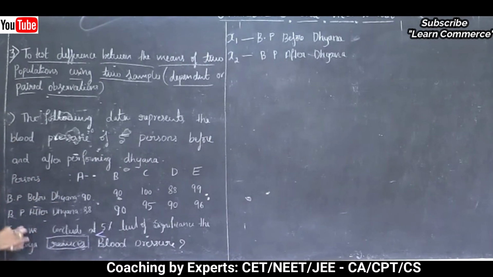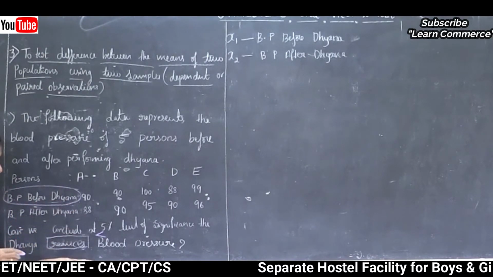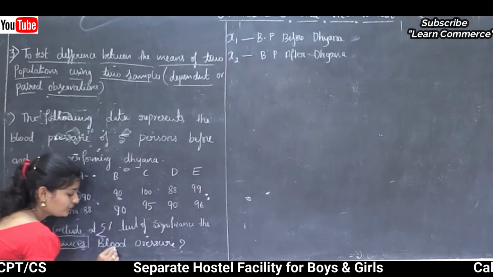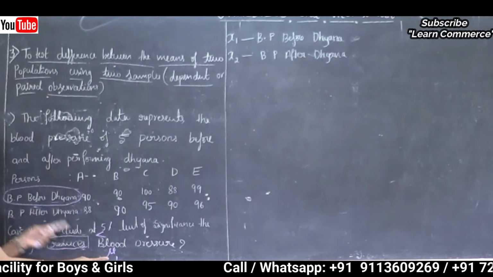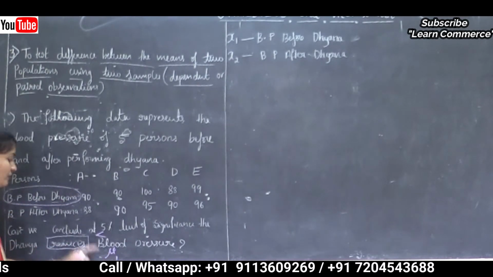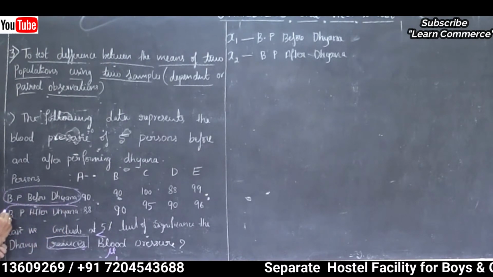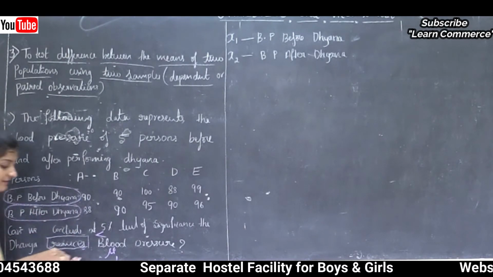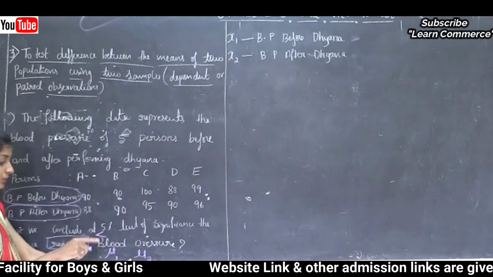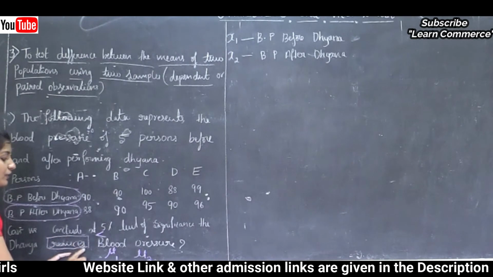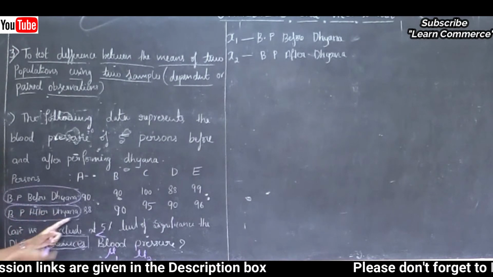But see the question here, BP before dhyana. That set of population, that means population, I will write mu1, and this is BP before dhyana observation. Then here one more set of observations is there, that is BP after dhyana. So, for the blood pressure after dhyana observation, that means population, I will write like this, that is mu2. And see here what we are going to check: dhyana reduces blood pressure. So, in the sense what? After dhyana the blood pressure reduces.